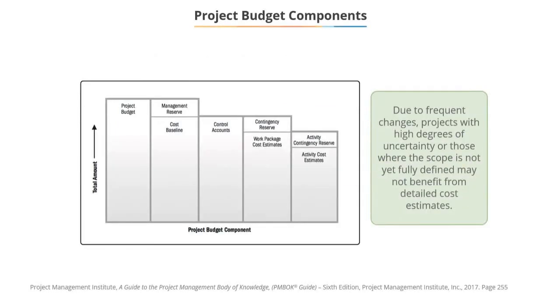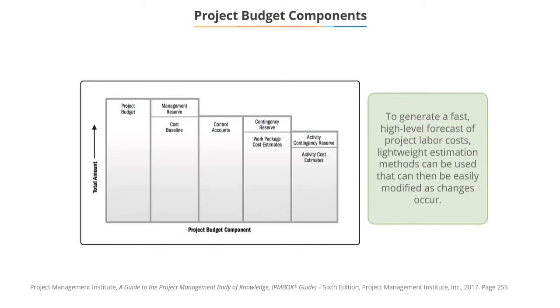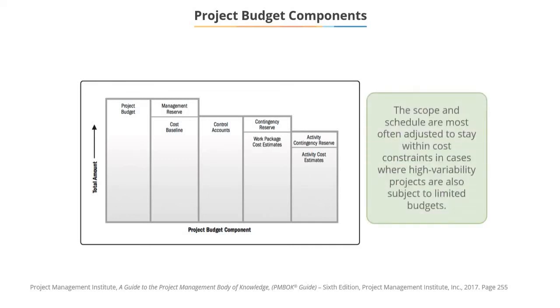Projects with high degrees of uncertainty, or where the scope is not yet fully defined, may not benefit from detailed cost calculations due to frequent changes. Lightweight estimation methods can be used to generate a fast, high-level forecast of project labor costs, which can then be easily adjusted to upcoming changes. In cases where high variability projects are also subject to strict budgets, the scope and schedule are more often adjusted to stay within cost constraints.